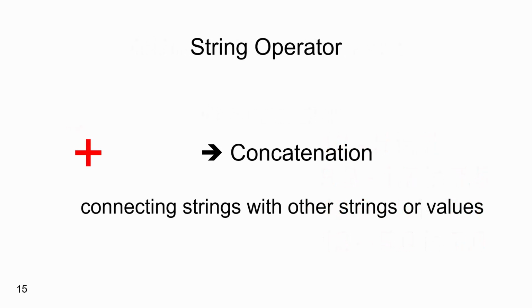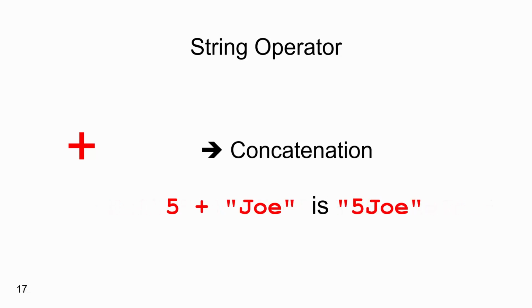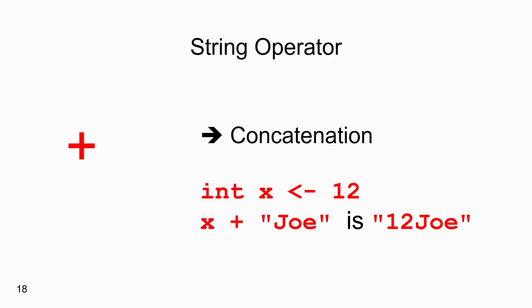The plus sign is also used with strings, but the operation is called concatenation and is used to connect strings together with other strings or values. In this first example, 2 strings are connected to make one longer string. Here, an integer is connected with a string, resulting in a string that contains the integer. You can also use variables with this operator, as you can see in these next 2 examples.